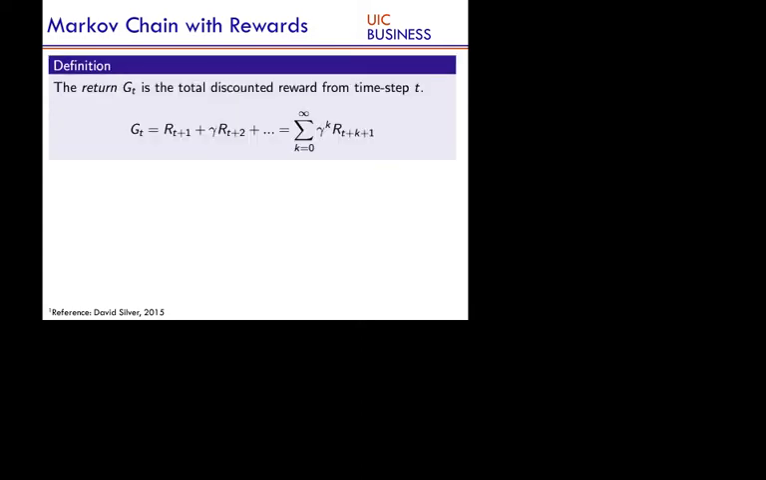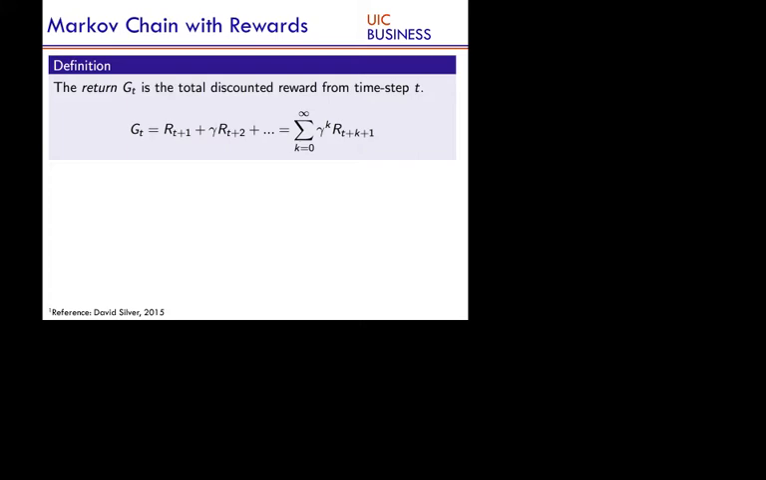Then with that definition, for a Markov reward process, we can now define the return, which is G subscript T, to be the total discounted reward from time step T. Okay. So this will be an important quantity, because with this we can define what a value function is.